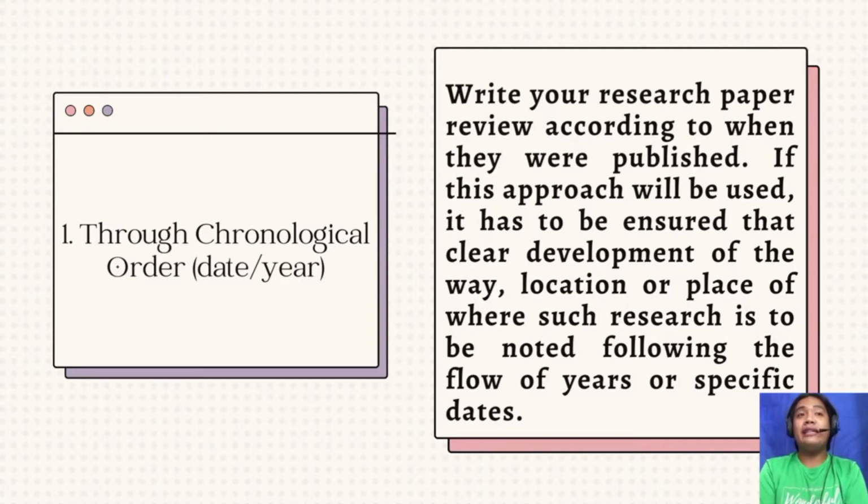So in organizing your related literature using the chronological method, you could write your research paper review according to when they were published. If this approach is used, it has to be ensured that the clear development of the way, location, or place of where such research is to be noted follows the flow of years or specific dates. This is considered the easiest way of organizing coherent literature reviews and studies. It features how the topic has changed according to year or time, and how such a topic is thought of today. That's according to Cronin and Ryan, 2008.